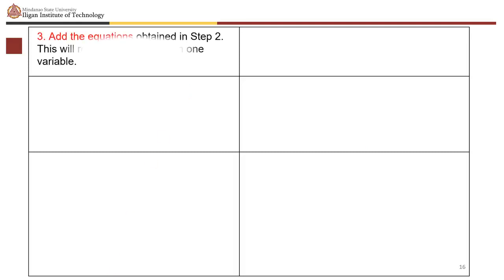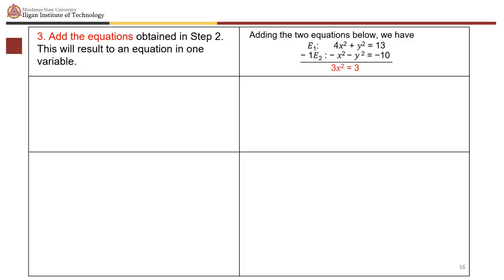So the next step would be to add the equations obtained in step 2. This will result in an equation in one variable. So we have it here. E1 is 4x squared plus y squared equals 13. The negative of E2 will give us negative x squared minus y squared equals negative 10. So adding these two, 4x squared minus x squared will give us 3x squared. And y squared minus y squared is 0. What is left here is 13 minus 10, which will give us 3.